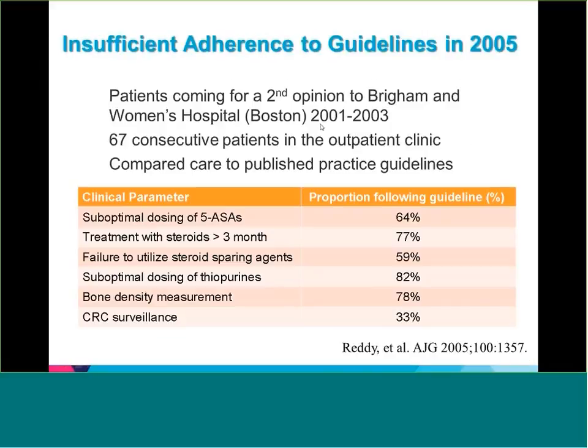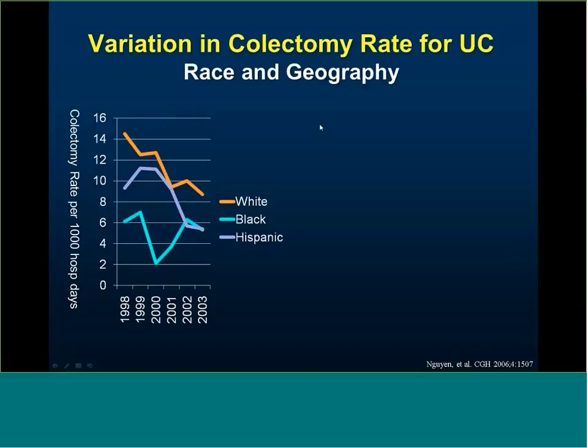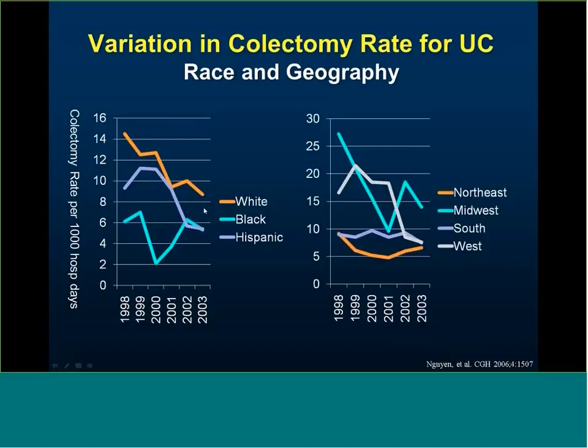And then there's also variation in colectomy rates for ulcerative colitis, which have been demonstrated to be variable based on what race you have. So whites, as you can see, declined from about 15% colectomy rates over these years to about 8.5%, whereas African Americans or black individuals started at 6%, lowered down to 2%, and then up. And you can see this is the curve or the data points for Hispanic patients.